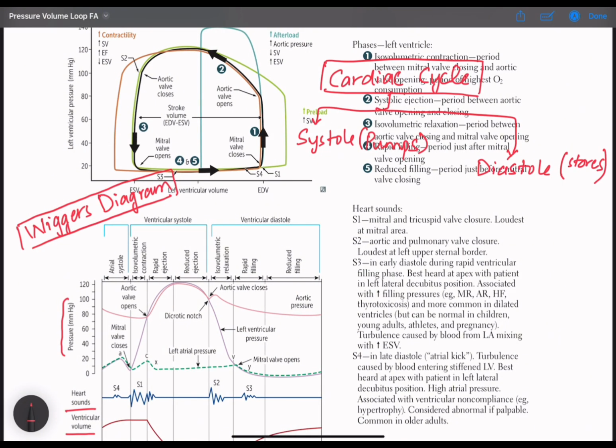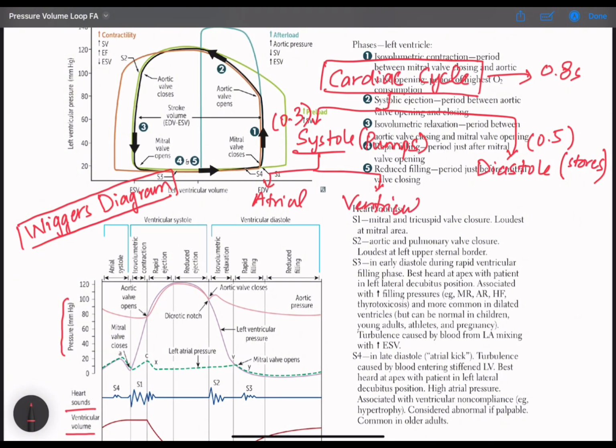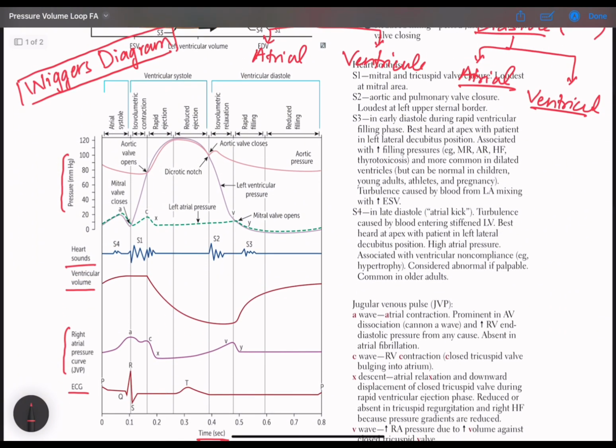The duration of a normal cardiac cycle is up to 0.8 seconds, out of which 0.3 second is systole while 0.5 second is diastole. The systole is further divided into atrial systole and ventricular systole. Same goes to diastole. We have an atrial diastole as well as a ventricular diastole. Now let's come toward the Wiggers diagram.